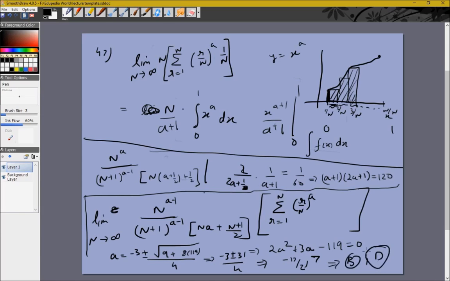So this was one of the more difficult questions. Not only was the main thing converting a sum to an integral, which is itself quite difficult, but then there's a lot of simplification involved as well. Right. So this gives me option B and option D. Let's move on to the next question, 48.